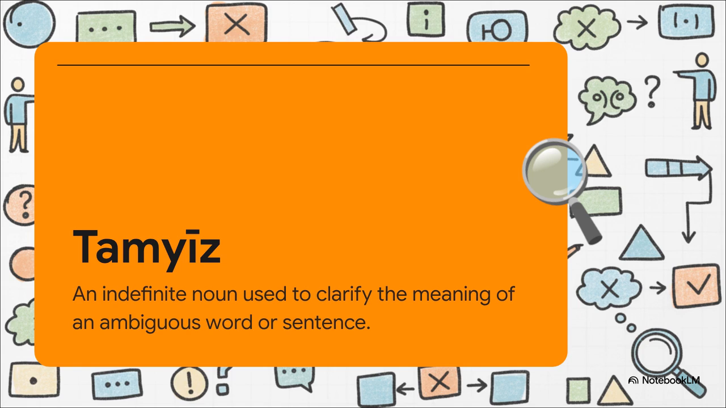In English, we usually call it the specification or the clarifying accusative. It's almost always an indefinite noun, and it firmly sits in the accusative case, meaning it typically ends with that distinct an sound, like kitaban or ilman.